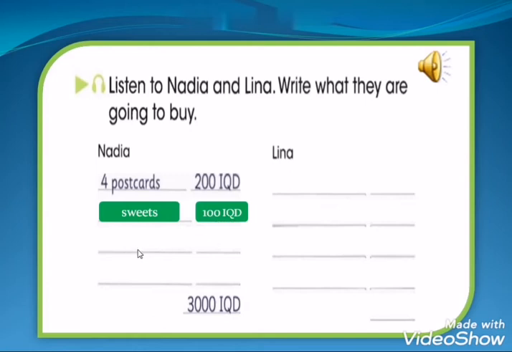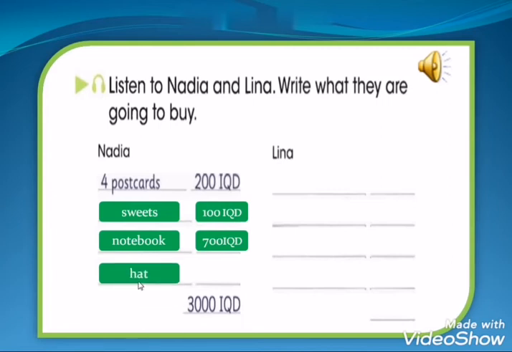What is she going to buy? ماذا سوف تشتري? Very good. Notebook. And it is 700 dinar. Very good. What else? ماذا بعد? Good. Hat. قبعة. And it is 1000 dinar. So the total price is 3000 dinar. Very good. Now let's go to Lena.